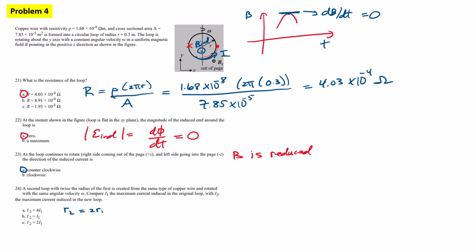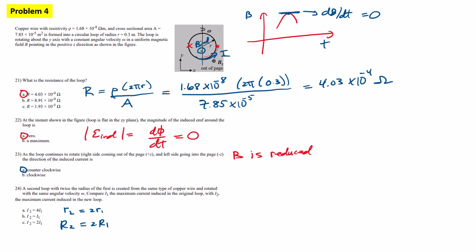All right, a second loop with twice the radius, so little r2 is twice the radius of the first one, is created with the same type of copper wire, so the same resistivity and the same cross-sectional area. It's rotating with the same omega. Compare the maximum current induced in the first loop to the second loop. If the radius is twice as big, it means that the resistance of that wire is also going to be twice as large.